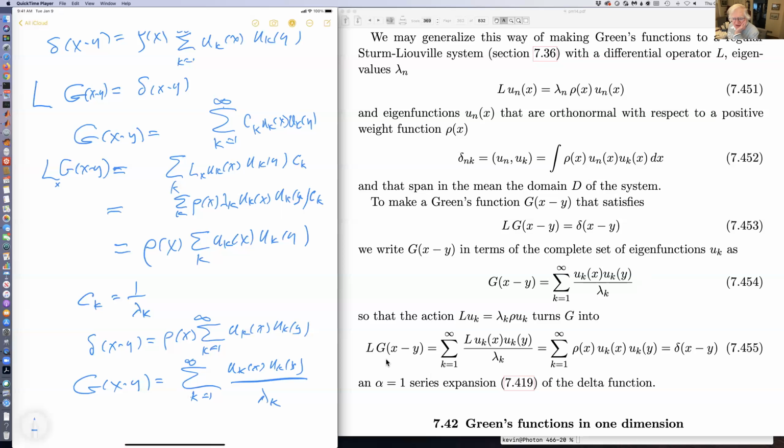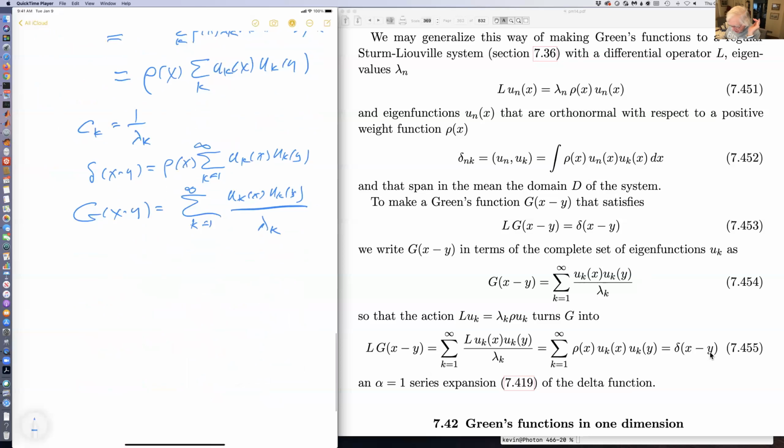And you can see that that then is the right Green's function because it does this. And so then you can solve an inhomogeneous differential equation. In other words, if your equation is L f of x equals, and now I don't know whether to put a rho there or not, but an inhomogeneous term, so let me call that h of x.